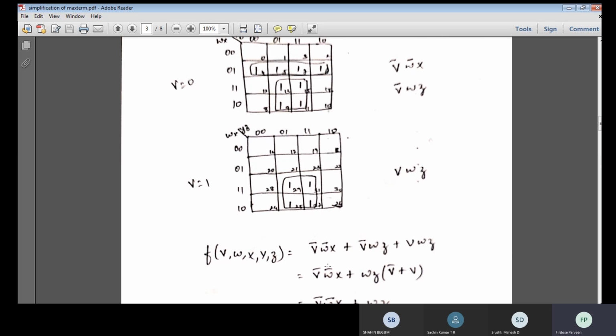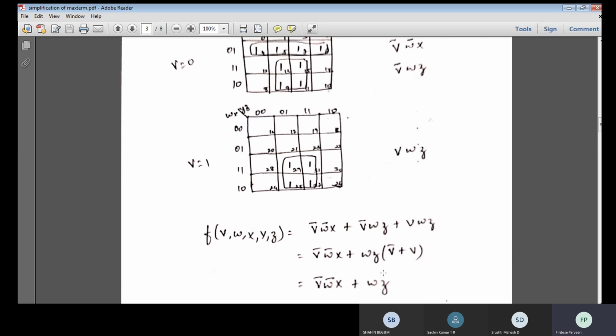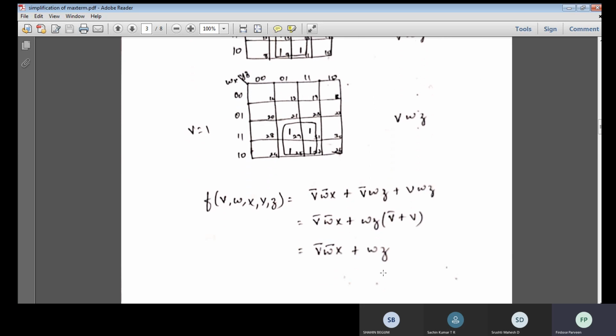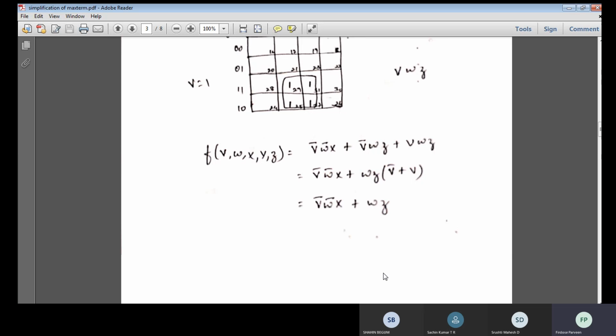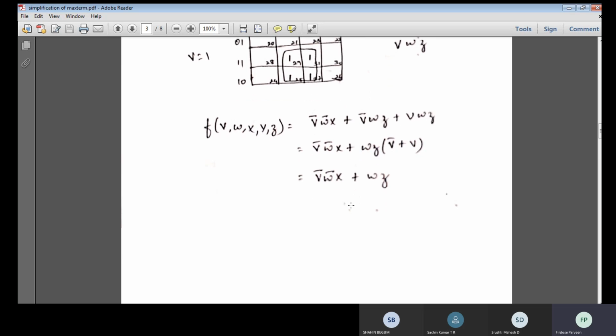V bar, W bar X as it is, I'll be writing. In these two terms, I'll be taking WZ as common. So when I take WZ as common, what I'll be getting inside is V bar plus V. As we already know, V plus V bar, or any variable plus its complement, is equal to 1. So V bar W bar X plus WZ.